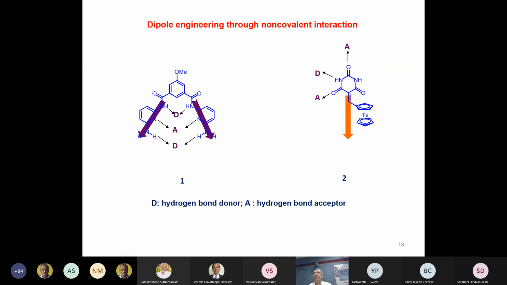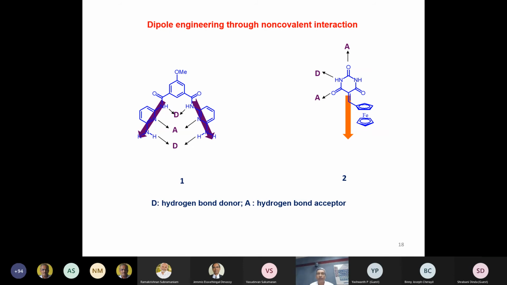But in solution, there is no guarantee that it will be like this. It will be flexible. But then, if you bring another oppositely bonding molecule, which is an ADA motif, then you can actually lock these two in that particular lambda configuration. And when I say donor acceptor donor, here they are hydrogen bond donor and hydrogen bond acceptor. It's not the electron donor and electron acceptor.